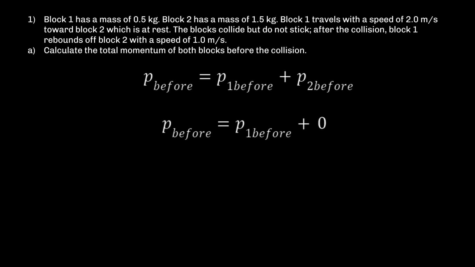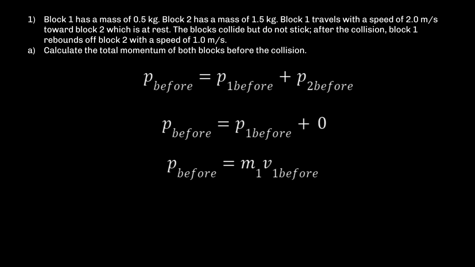So then I'm going to say that my momentum before the collision is equal to the momentum of object 1 before, plus 0, because there is no momentum for object 2. Now we're going to do our equation for momentum. So P before is going to equal the momentum of block 1. We know the equation for momentum is P equals mv. So I'm going to have the mass of block 1 times the velocity of block 1 before the collision. That's what my equation is going to look like.